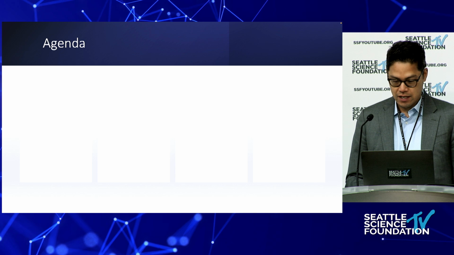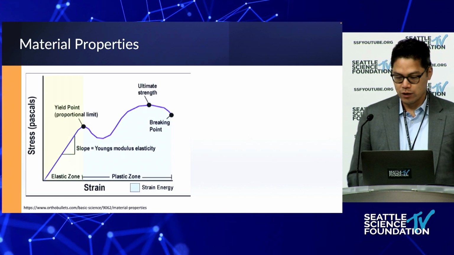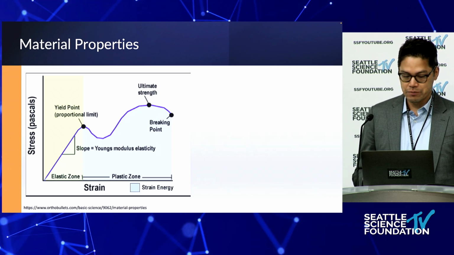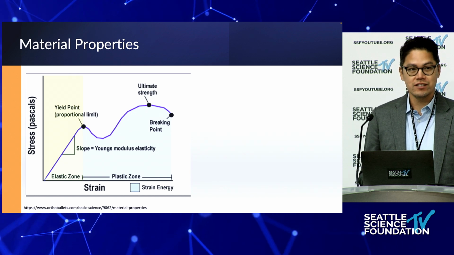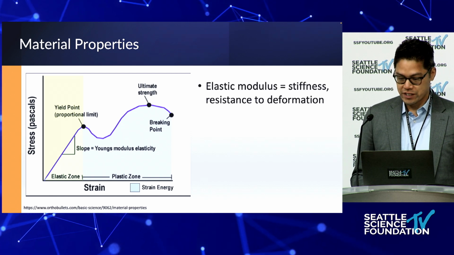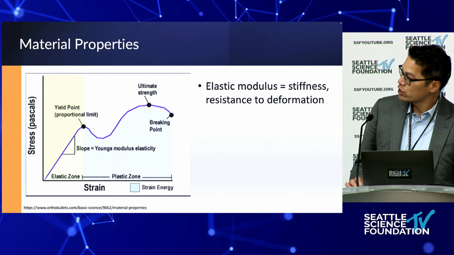So this is the stress strain diagram, which you've all seen before. I just want to review and highlight a few important concepts. So the elastic modulus is the stiffness of the material and its resistance to deformation. It represents the slope of the stress strain curve.